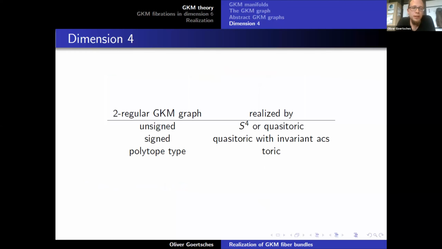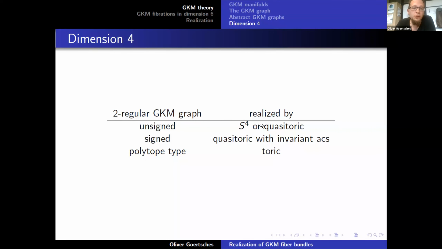Okay, so let me summarize how the geometry of these GKM spaces leaves its mark on the GKM graph. So we have the polytope type graphs, that's what we call these graphs that come from a Delzant polytope. They are realized by toric manifolds. This is just Delzant's theorem. We have the unsigned situation. They are realized by S4 or quasitoric manifolds. So this is just the case where you have this biangle from before with any choice of unsigned labeling.